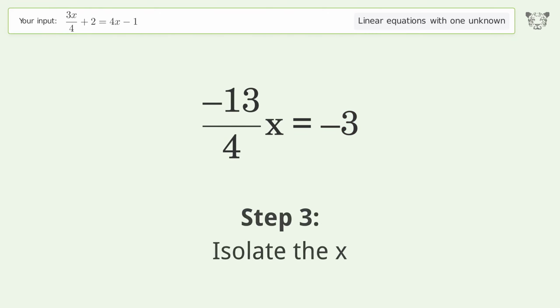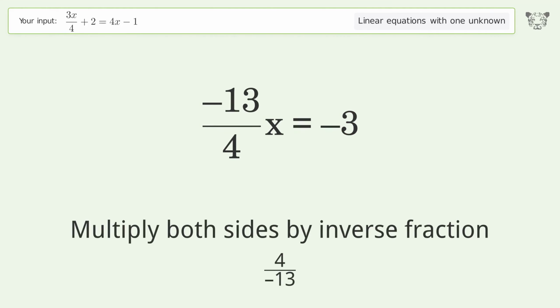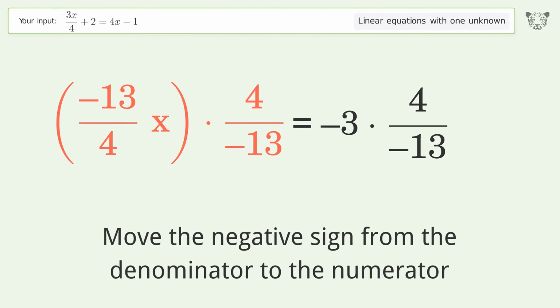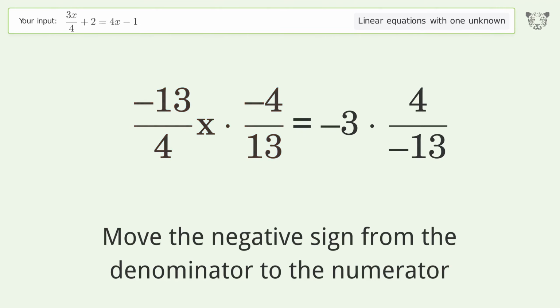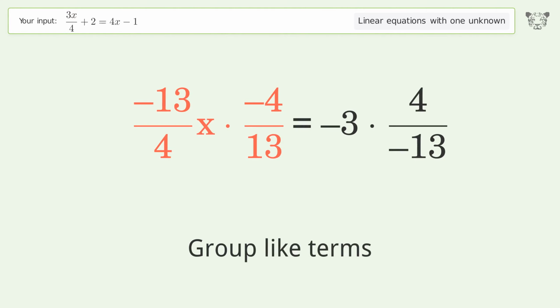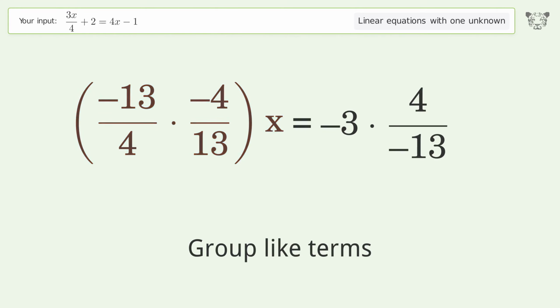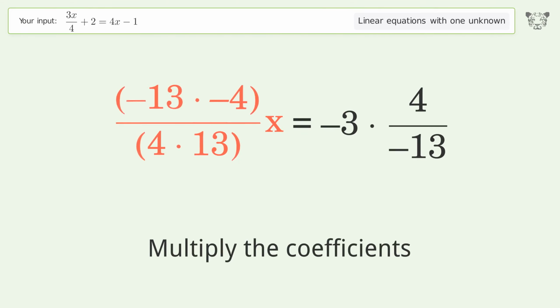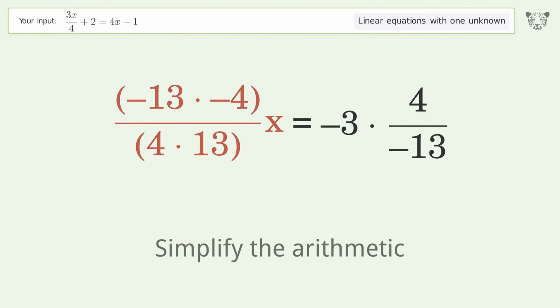Isolate the x. Multiply both sides by inverse fraction 4 over negative 13. Move the negative sign from the denominator to the numerator. Group like terms. Multiply the coefficients. Simplify the arithmetic.